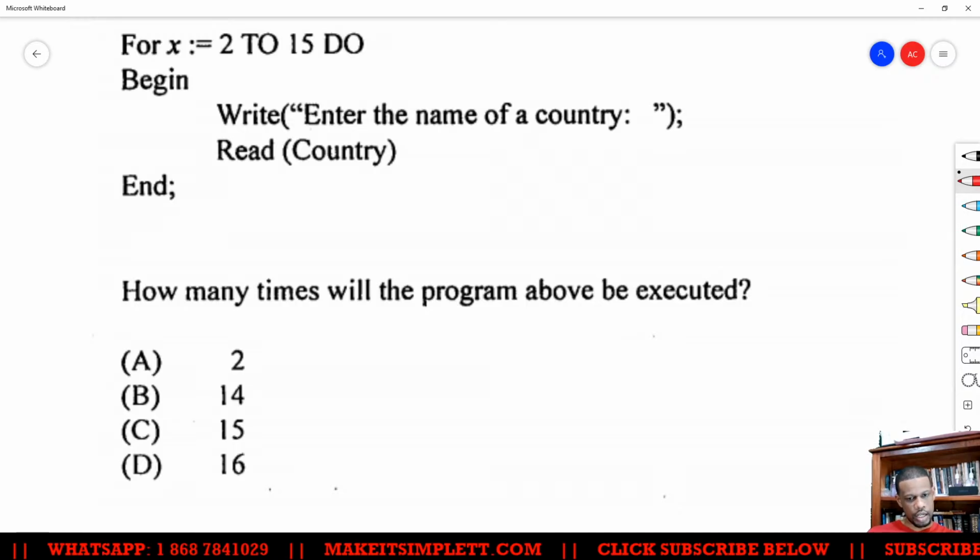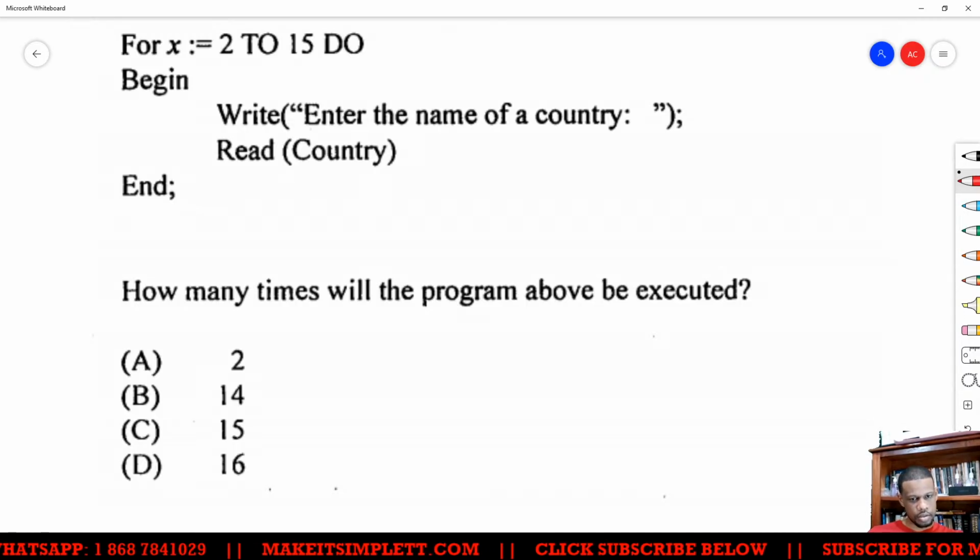Alright, next one. Let's see how this one is. What's the difference between an interpreter and a compiler? An interpreter does check code line by line. A compiler does check code at the end only. So, an interpreter will basically go through every line and tell you what's wrong. A compiler will read the whole thing and then tell you all the errors at the end.